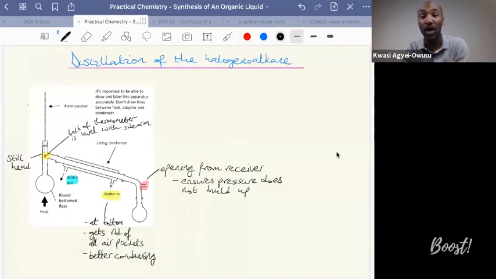And you're not heating a closed system, which can then explode catastrophically. Okay, so that's the synthesis of a haloalkane.